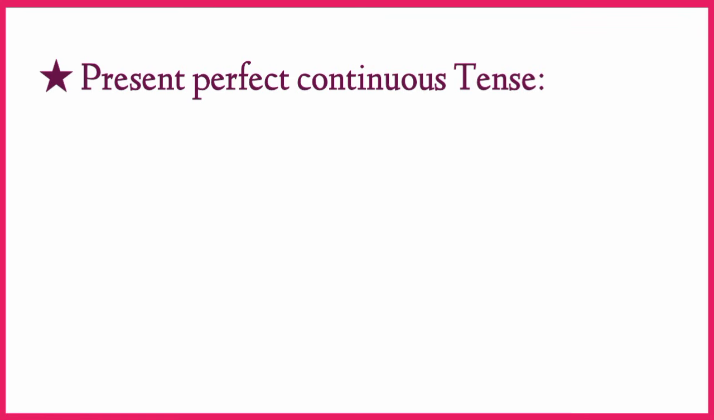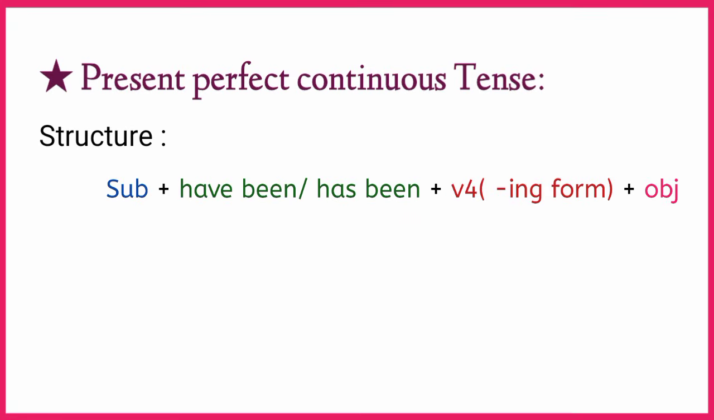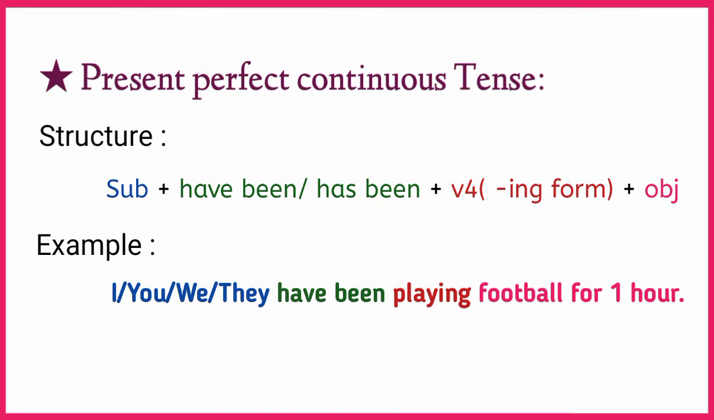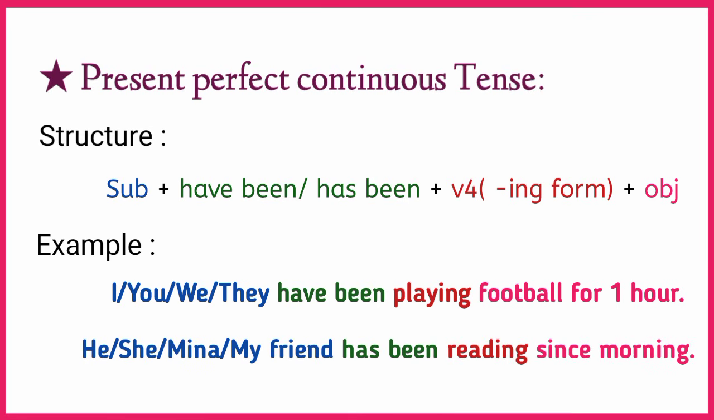Okay. First, structure of present perfect continuous tense. Subject plus have been or has been plus ing form of verb plus object. Look at the example. I have been playing football for 1 hour. They have been playing football for 1 hour. Next example. He or she, Mina or my friend, has been reading since morning.